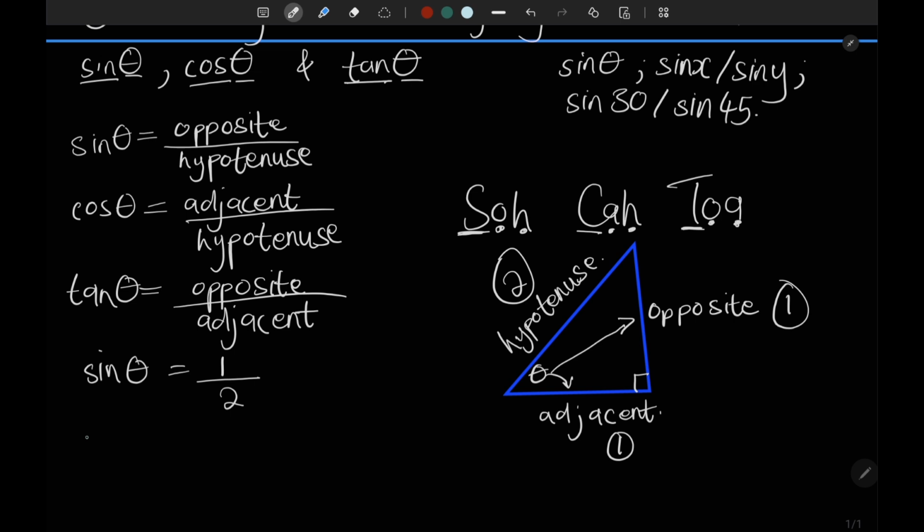Now let's do cos theta. Cos theta is equal to adjacent over hypotenuse. Adjacent side is this one. Adjacent side is 1 over, the hypotenuse is 2. So cos theta is equal to 1 over 2. Let's do tan theta. Tan theta is opposite over adjacent. There's your opposite side and there's the adjacent. So tan theta would be 1 over 1, which is basically 1. That is how you use those trig ratios. We'll do more examples as time goes on.